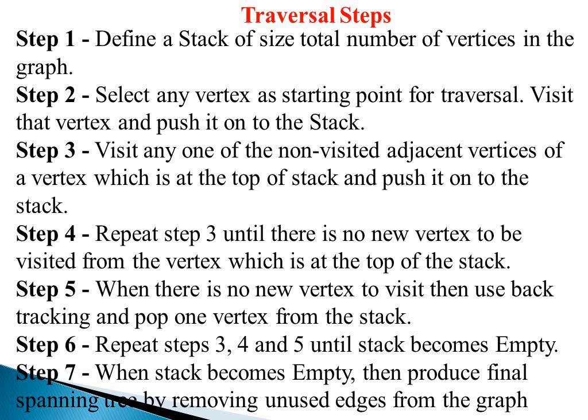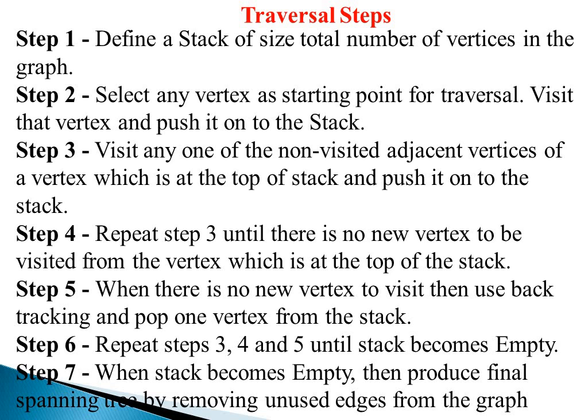Step number 5, when there is no new vertex to visit, we backtrack and pop one vertex from the stack. As I said, if there is no other adjacent vertex to traverse, we use backtracking. That means we come back from that vertex, and backtracking means we remove that vertex from the stack. Now we repeat steps number 3, 4 and 5 until the stack becomes empty.